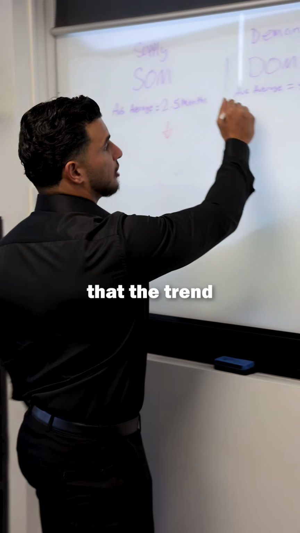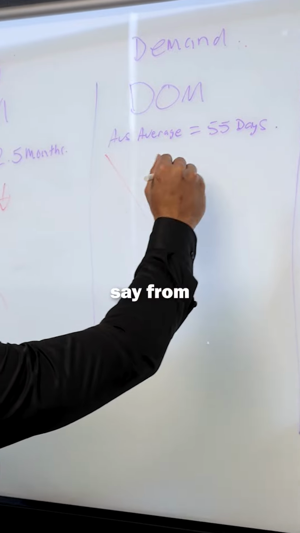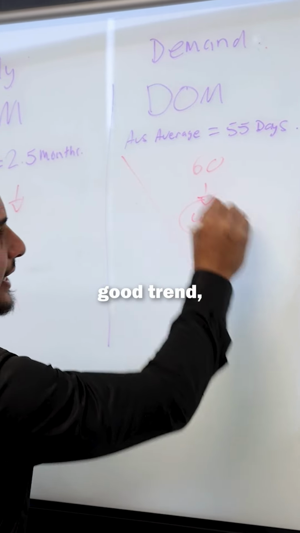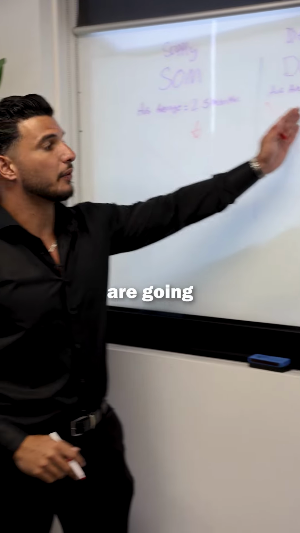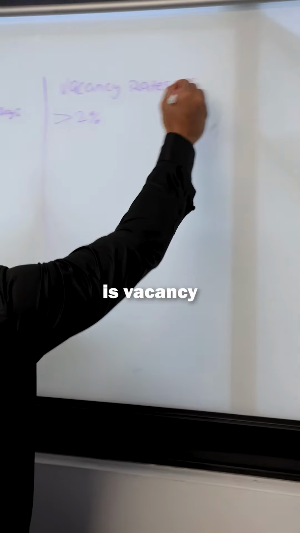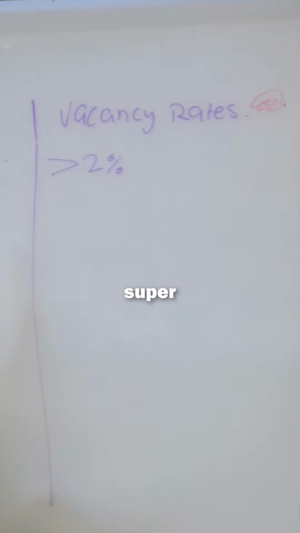Again, you want to make sure that the trend is going down, say from 60 days down to 45. This is a good trend, meaning that you are going to be seeing good capital growth. And the last one here is vacancy rate. Now vacancy rate is super important.